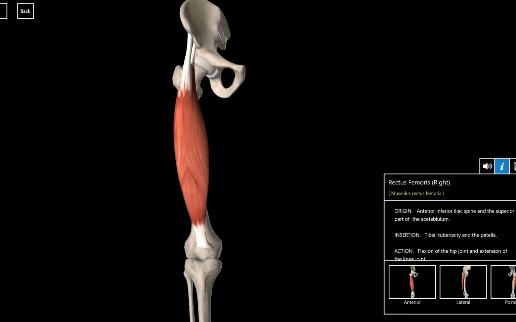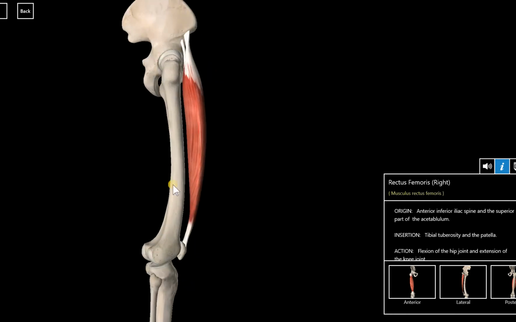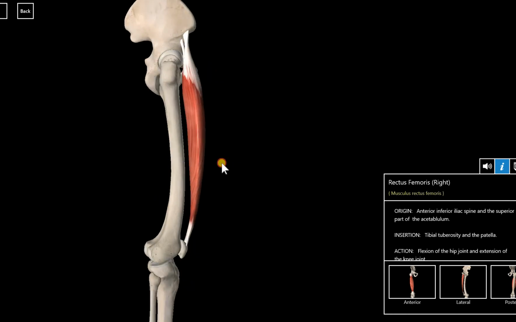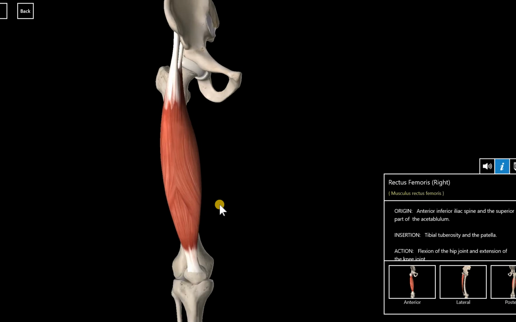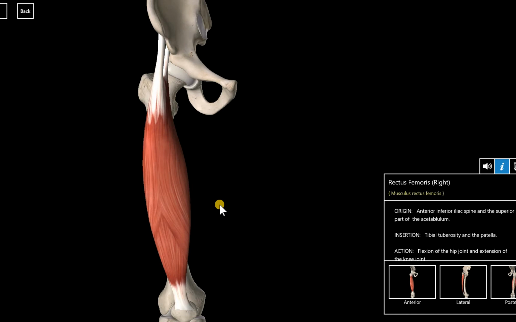Okay, the rectus femoris, so we have the femur, so there's your femoris part. Rectus means runs straight up and down, so rectus femoris. Now remember, of the 4 muscles, this is the one muscle that crosses 2 joints. Okay, so this one therefore has more than one action.